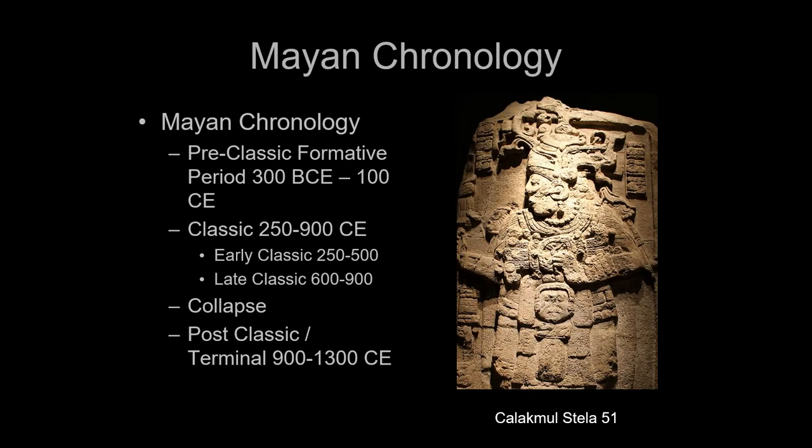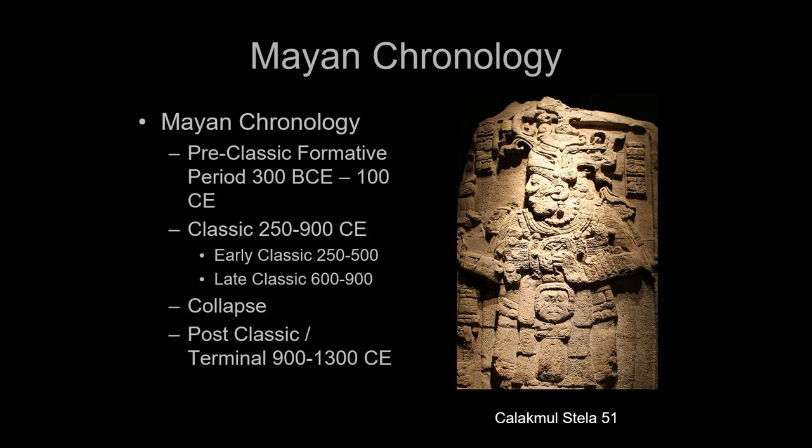So when we talk about Mayan chronology, we have these three basic periods. You have the pre-classic or formative period. This is the period leading up to the classic period, and is at the tail end of where the Olmec were and kind of overlaps with the last days of the Olmec and the Zapotec cultures in Monte Alban. It also overlaps with the high point of Teotihuacan.